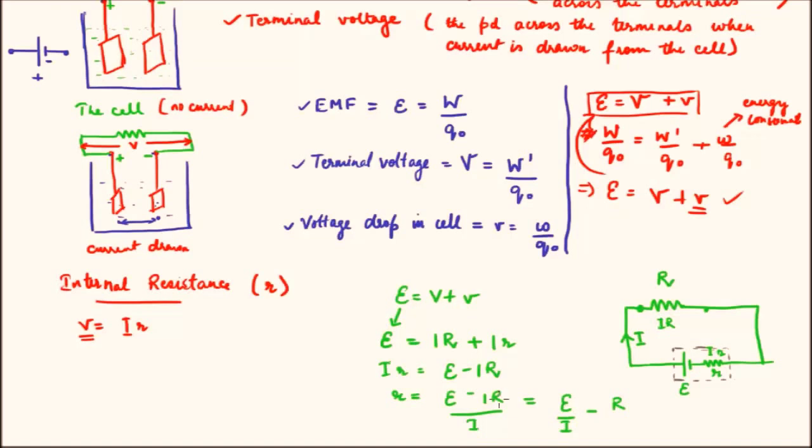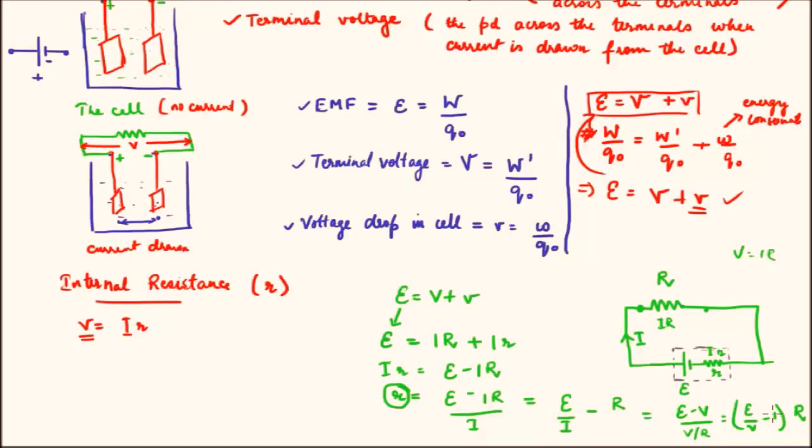Also I can alternatively write this as, let's do it. If I take this and I replace IR by capital V, then E minus V, and this I can write as, we know V is equal to IR, so I can be written as V by R, and that will give me E minus V divided by V by R, which is epsilon by V minus 1 times R. So these are some of the ways in which the internal resistance of the battery can be expressed in terms of the potential drops. Fine.